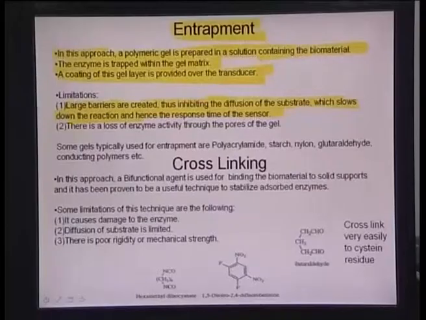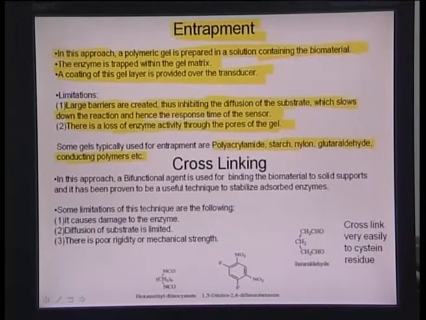They can do all sorts of things like inhibit diffusion of substrates. It can slow down the reaction in general, and therefore sometimes this is all at a cost of the response time of the sensor. It gets drastically changed because of fat or thick gel layers entrapping the enzymes. Also there is a loss sometimes of enzyme activity, because the gel surrounding is really not the natural surrounding of a certain enzyme, and therefore whatever chemical properties the gel has would definitely have an influence on the enzyme itself. So there is of course a loss in enzyme activity, particularly through the pores of the particular gel. So some typically used gels are polyacrylamide, starch, nylon, glutaraldehyde, and some other conducting polymers etc.